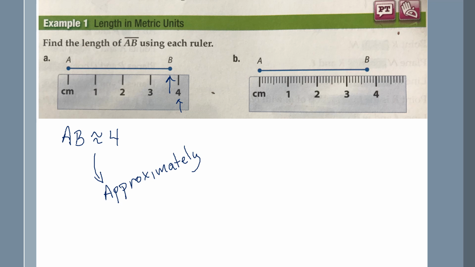Now, in this situation, we can see that AB does have the little markings between 1 and 2 and 3 and 4, right? We've got the millimeters marked, okay? Because of that, we can definitely see that B is sitting over 0.7, right? So we can say with some certainty here that AB is equal to 3.7.